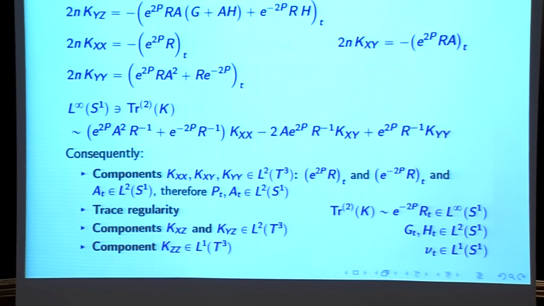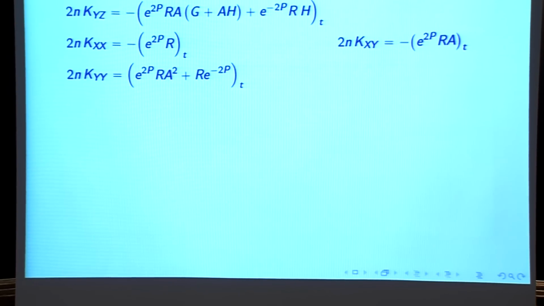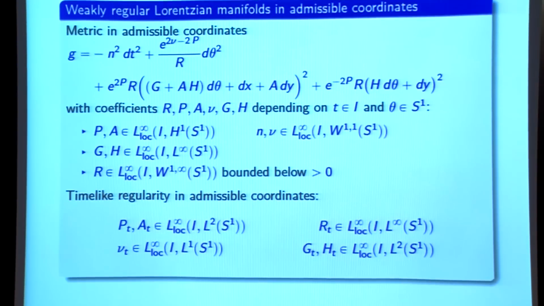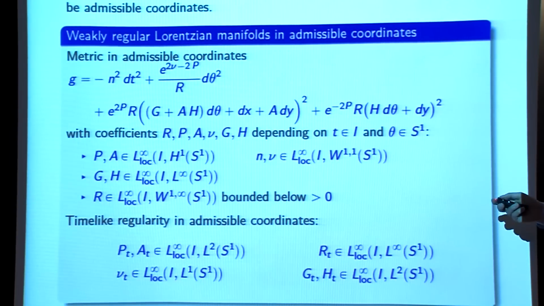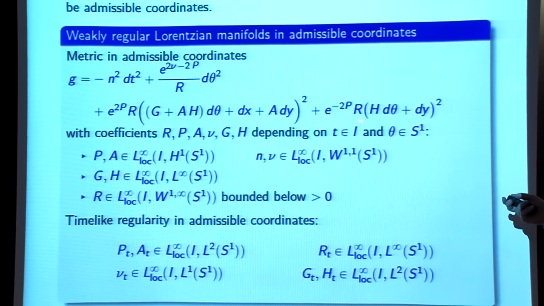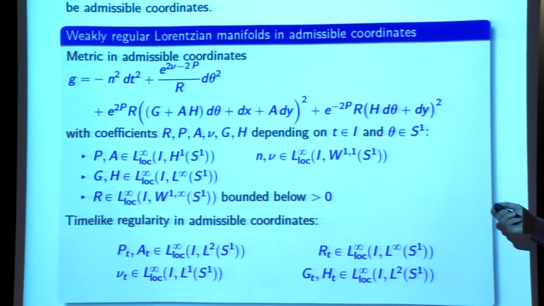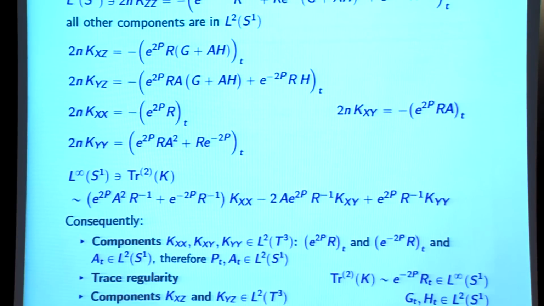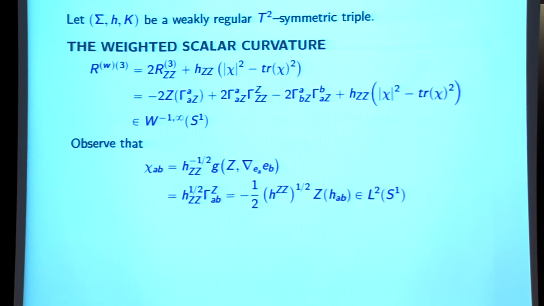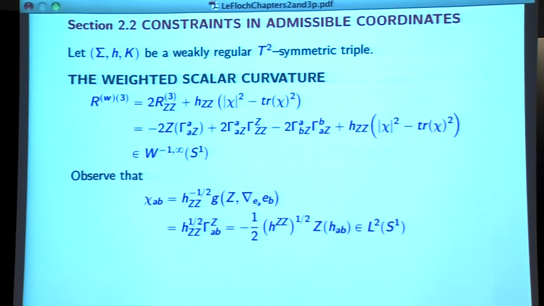Okay, so let me repeat by showing maybe the statement. So we have a metric, and this is what we will do now. We have this metric decomposed in this form. We have coefficients that are either h1 or w11 or L infinity or w1 infinity. So this is our metric, and we would like now to express the Einstein equations in coordinates, in these adapted coordinates. So we proceed with some more calculations.